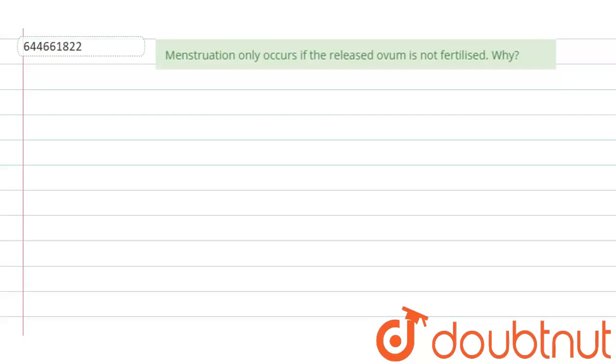Hello everyone. The question that is given over here is: menstruation only occurs if the released ovum is not fertilized. So why? Let us solve this question. But we'll first understand what this menstruation is. Menstruation is the very first process in the menstrual cycle and it is characterized by the shedding of the endometrium, or the endometrial lining or the endometrial wall will be shed. Now we'll see why this menstruation takes place if the released ovum is not fertilized.